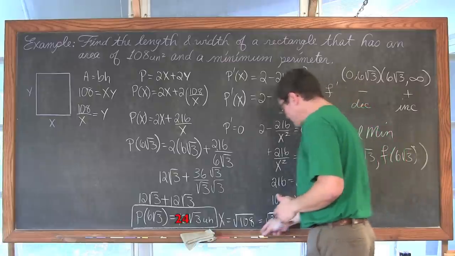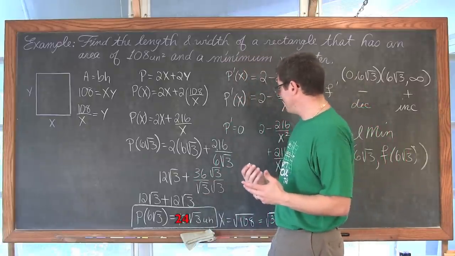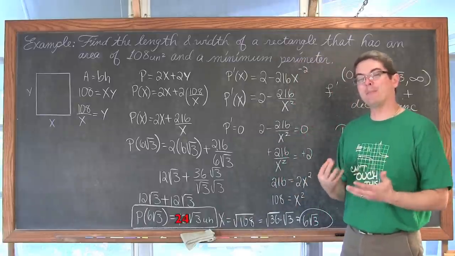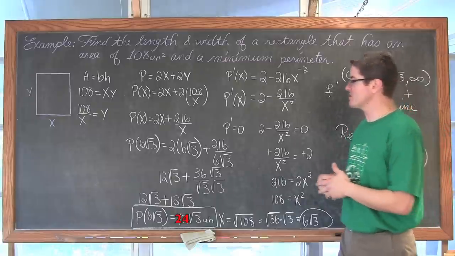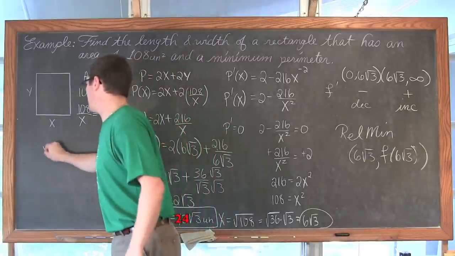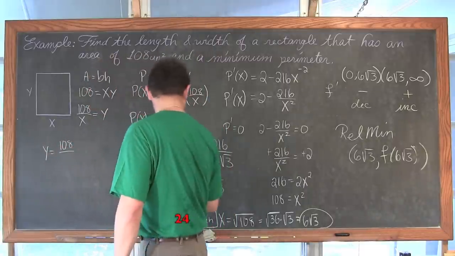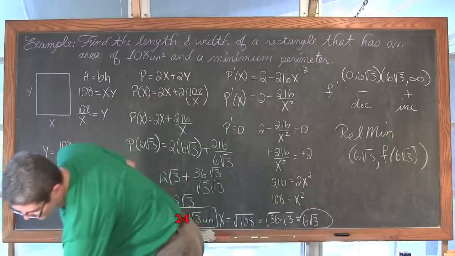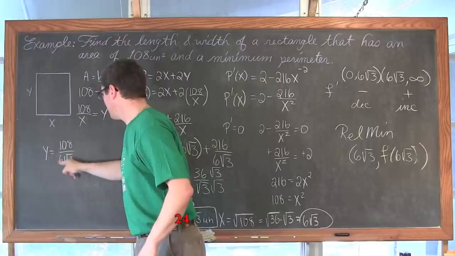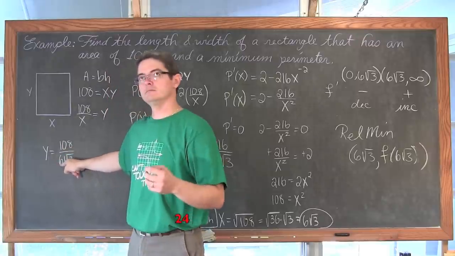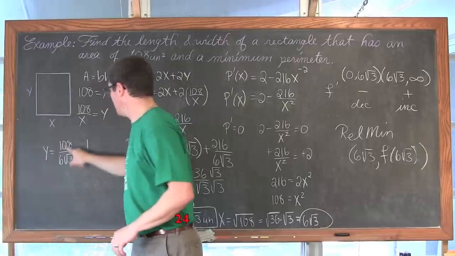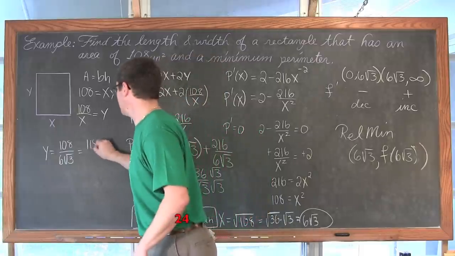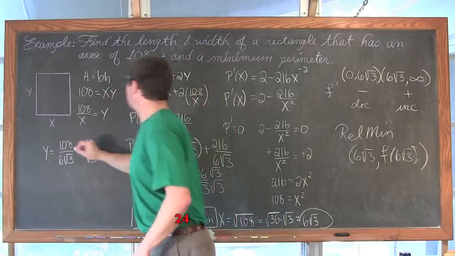Okay, well, now that I'm happy with that, we have a length, we have the 6 square root of 3 for x. We were asked to find the dimensions, not just one of the measurements. So now that we know what x is, we're going to go back up here and say y is equal to 108 divided by 6 square root of 3. And that is going to come out to be, let's see here, how many 6s are in 10? 1. That's going to leave me with a remainder of 4. 48. 48 divided by 6 is 18 over square root of 3.